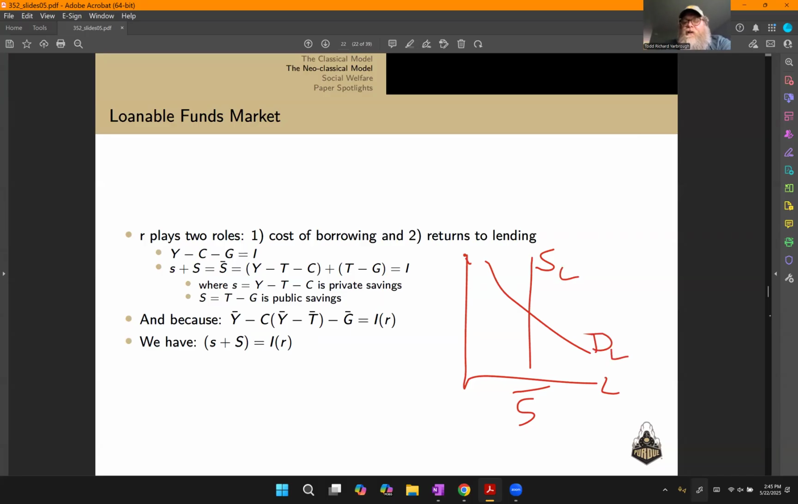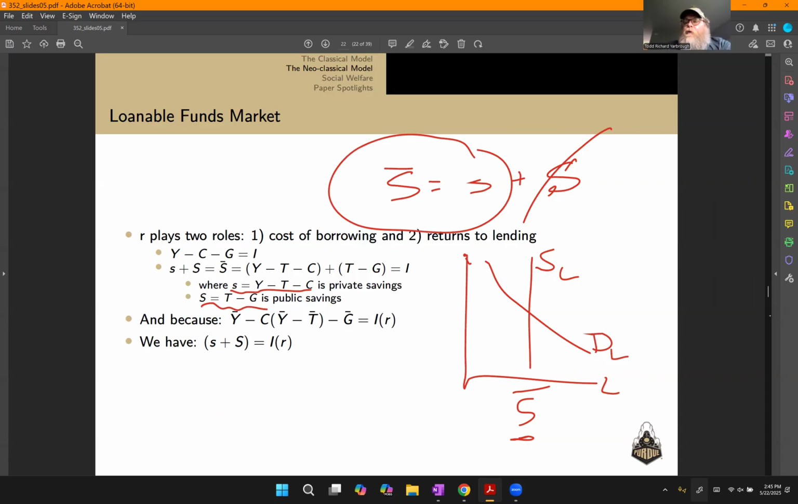Now, this supply of loans, S bar, is total savings in the economy, and that's going to be equal to small s, private savings, which is just output minus taxes minus consumption, plus big S. Big S is public savings, which is just the difference between taxes and government spending. Typically, we will invoke a balanced budget. And if we invoke a balanced budget, then we just get rid of that S. And therefore, the amount of available loans in our economy is simply equal to the amount of private savings.